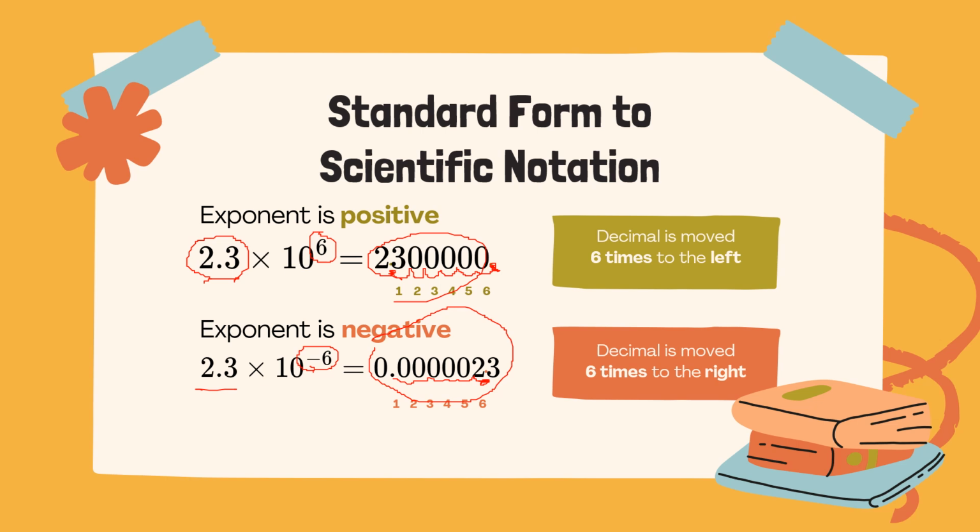So the key here, in summary, to go from standard form to scientific notation: make your coefficient between 1 and 10, and then count your spaces. The spaces you move will be your exponent, and the sign on your exponent will depend on your starting number. If bigger than 1, it's a positive exponent. If less than 1, it's a negative exponent.